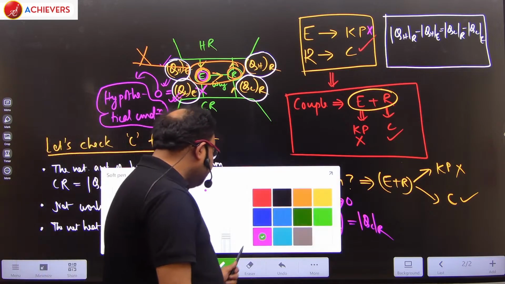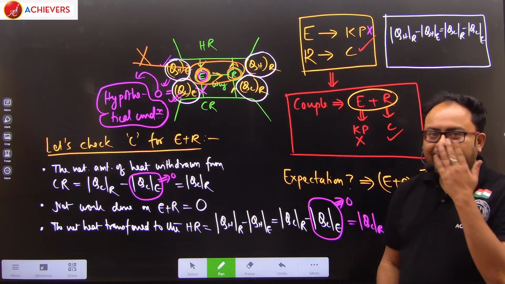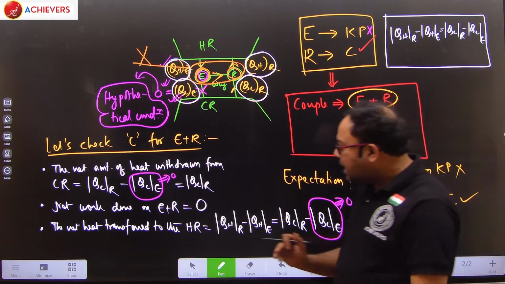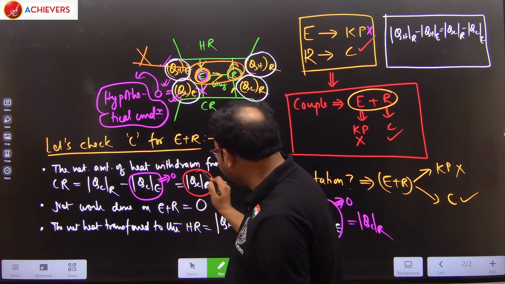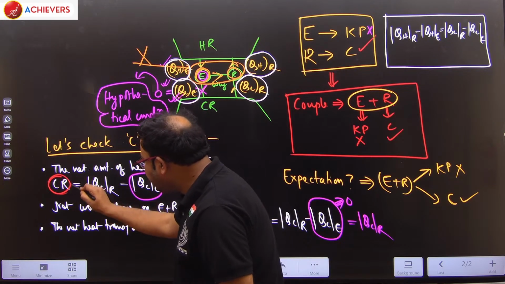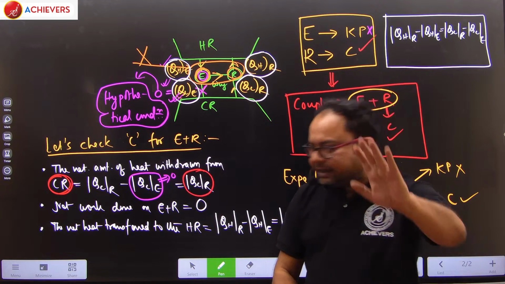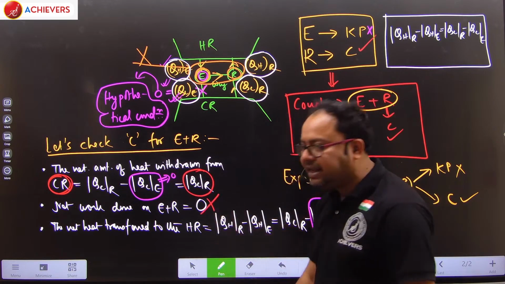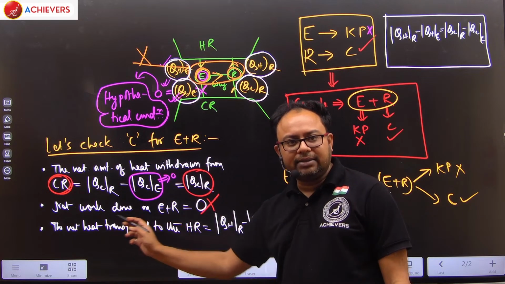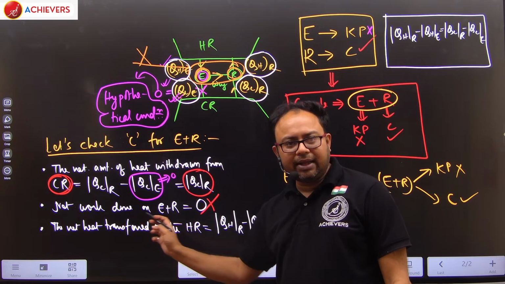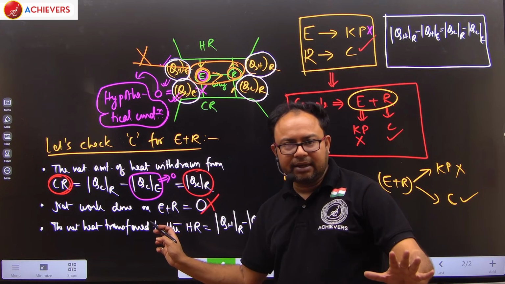So what is your observation? You see, E plus R is withdrawing QCR amount of heat from the cold reservoir. It is not being supported by any external agency because no work is done on E plus R externally.